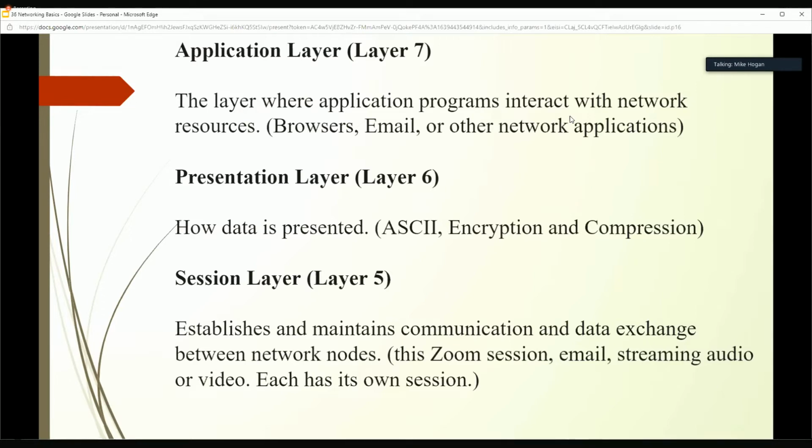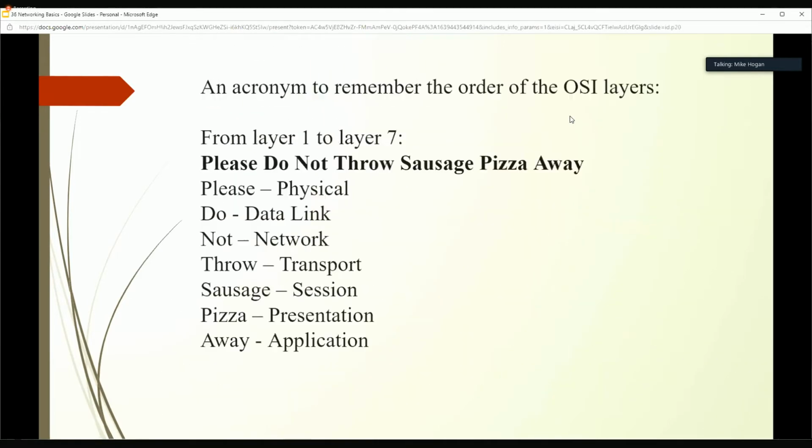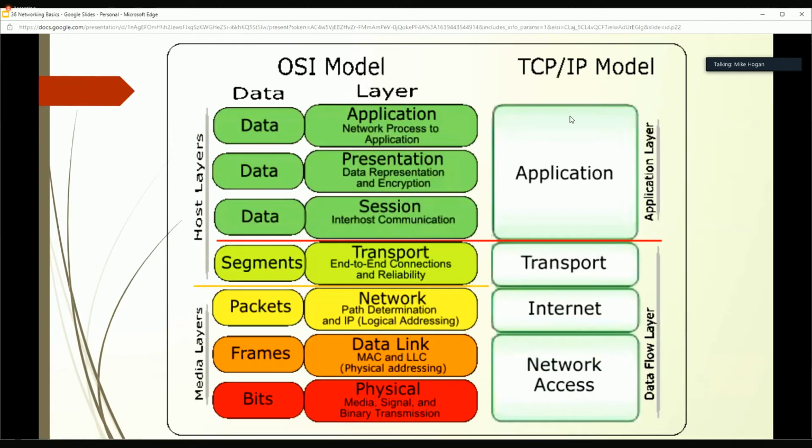I want to jump ahead a couple of slides, and then we're going to come back to this slide, just so you get a picture first. Here's what we're going to talk about. We're going to go through these layers. This is the OSI model on the left. This is the TCP/IP model on the right. We'll talk about it in a little bit, but we're going to focus on the OSI model. We're going to start with the top layer and work our way down to the physical layer.